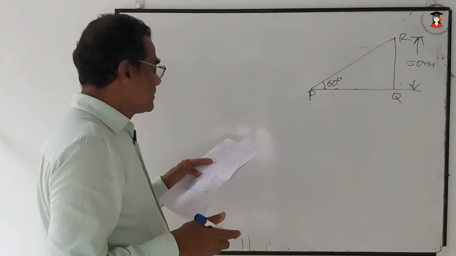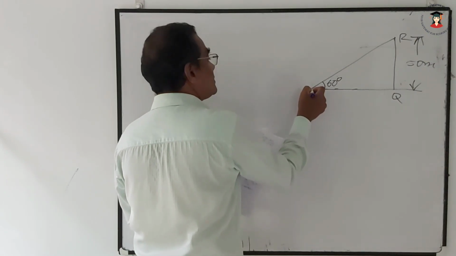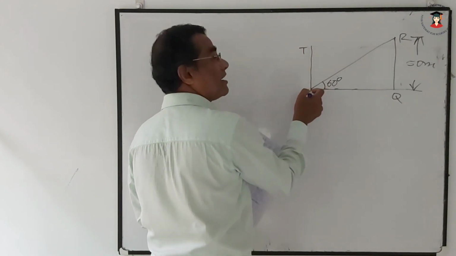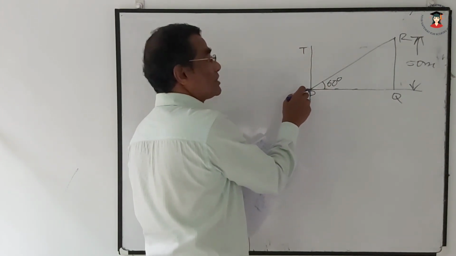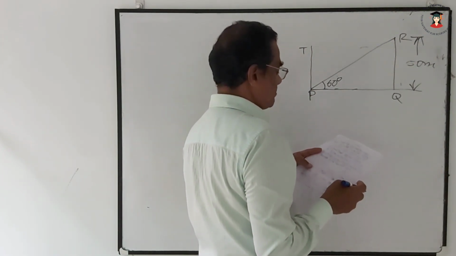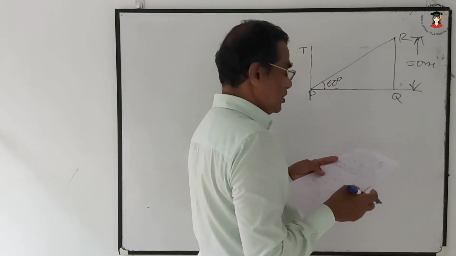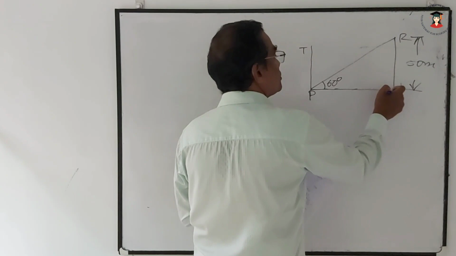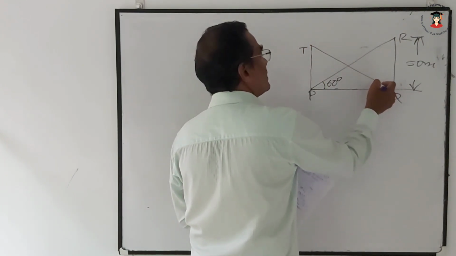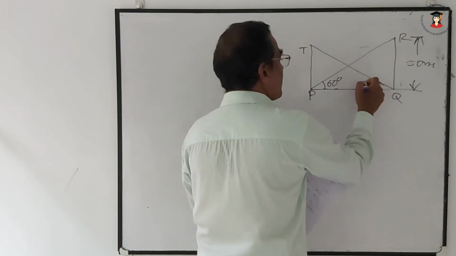And that of the tower PT. From P there is a tower, the tower is PT. That of the tower PT means the angle of elevation of the tower PT from Q. That means from Q, this is the line of sight, and this is the angle of elevation. That is given as how much? 30 degree.